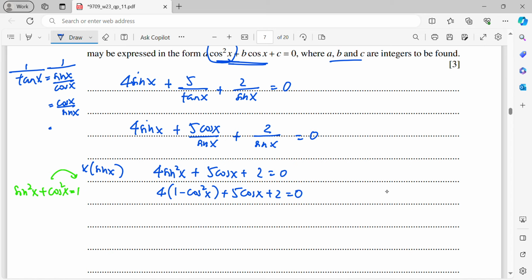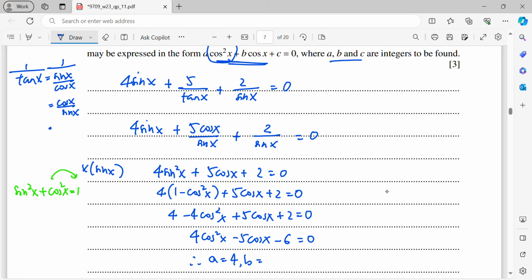Okay, so I will get 4 bracket 1 minus cos square x plus 5 cos x plus 2 equals 0. Then now you do expansion, it will be 4 minus 4 cos square x plus 5 cos x plus 2 equals 0. Then you can just move all the terms to the right side. It will be 4 cos square x, then minus 5 cos x. This 4 plus 2 is 6. When you move to the right side, it will be minus 6 equals 0. Okay, so done for this. So it means that your a is 4, your b is minus 5, and then your c is minus 6.